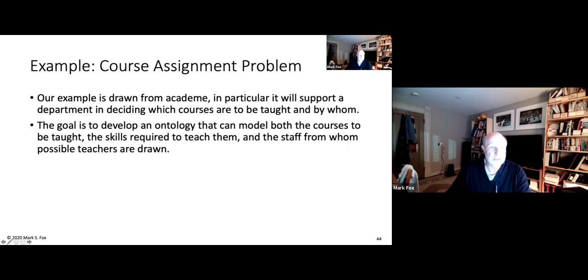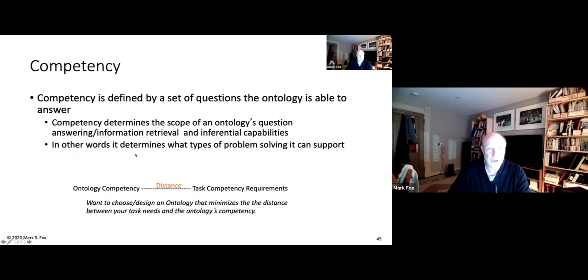So let's take an example. We're drawing it from the university environment. The goal is to support a department in deciding which courses are to be taught and by whom. And so our ultimate goal is to develop an ontology that can model both the courses to be taught, the skills required to teach them, and the staff from whom possible teachers are drawn. So I'm just going to talk about the competency questions, and then I'll finish my presentation.